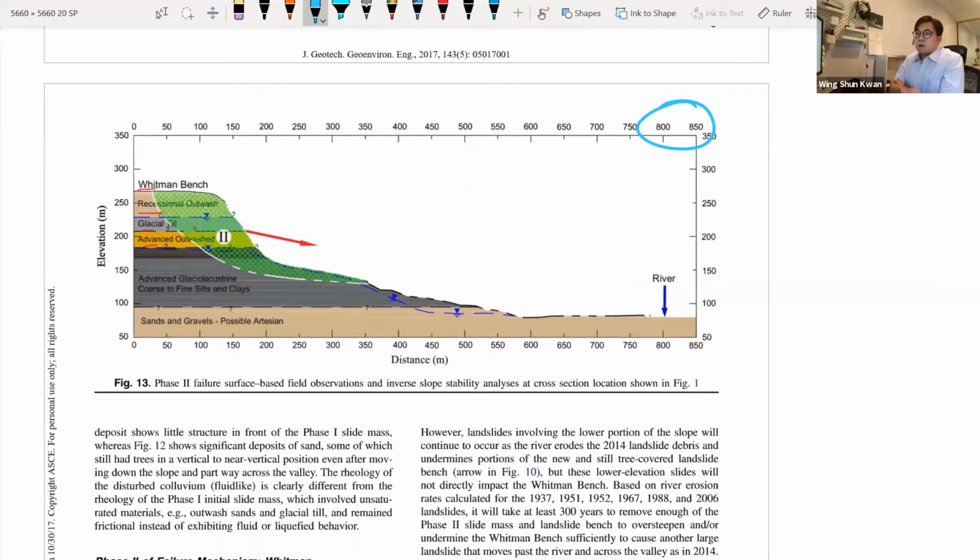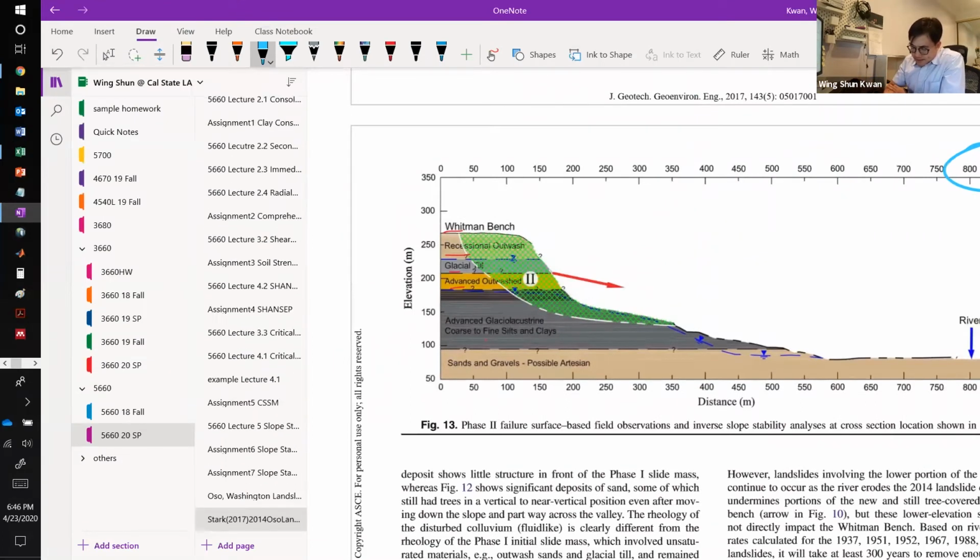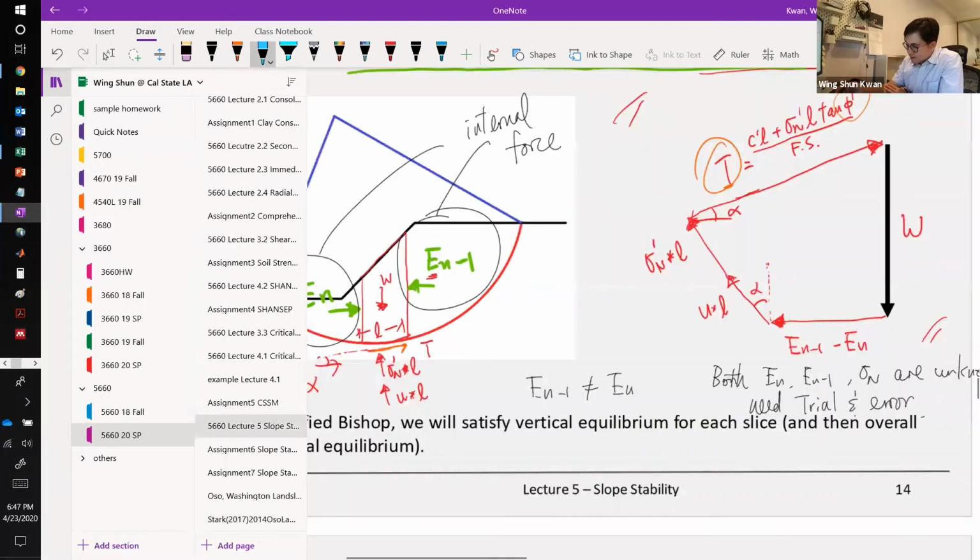So any questions about this homework before I move on? Question 1, question 2, and question 3. So has anyone started the homework yet? Or is it something you don't want to think about before the weekend? Anyways, so next, moving on to our lecture.